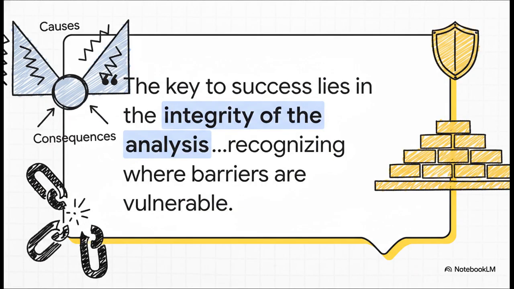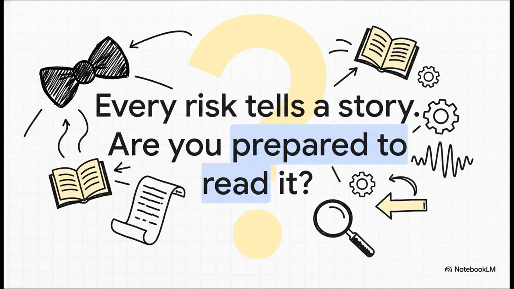So when you boil it all down, it comes back to one thing: integrity. It doesn't matter if you're using a free template or some fancy software, the tool is only as good as the honesty you bring to it. Admitting where you're vulnerable isn't a sign of weakness, it's the absolute foundation of strength. It's the first step to preventing a crisis. Ultimately, the bow tie method gives you a language to read and to rewrite the stories of risk that are all around us. So the only question left is, are you prepared to start reading?